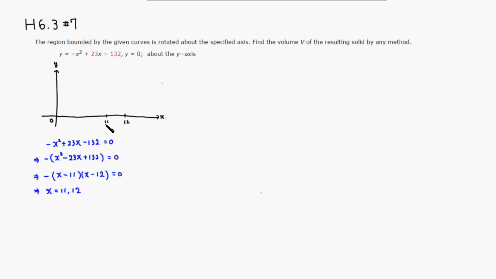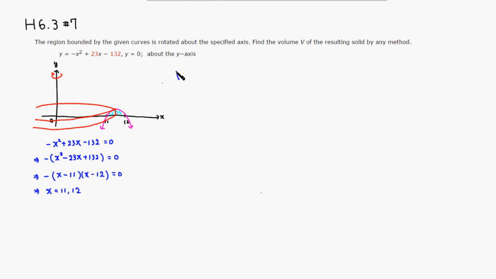Then you have a parabola facing down, so it looks probably like that, with the x-axis, so we have this region right here. We rotate about the y-axis, so you'll see that we're going to have a shell which looks like this. It's a cylindrical shell which looks like that. I'm not going to draw the whole thing because I'm running out of space, but that's a cylindrical shell. So we can set this up pretty easily.